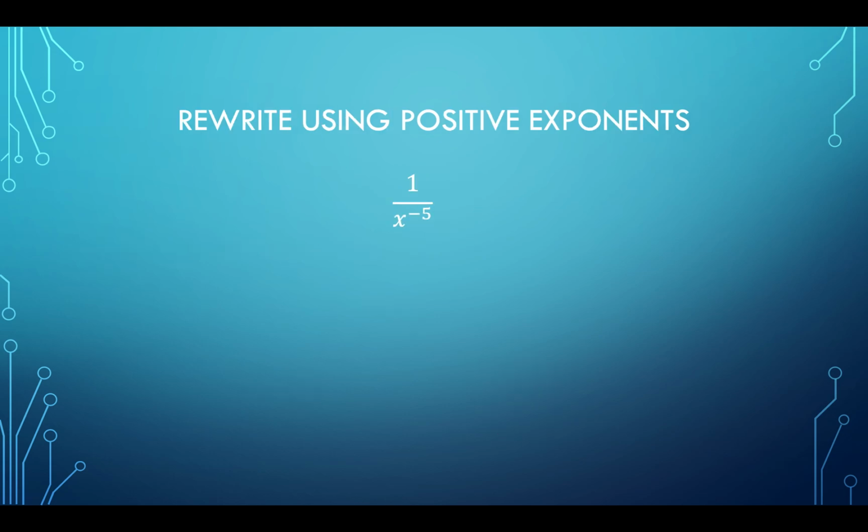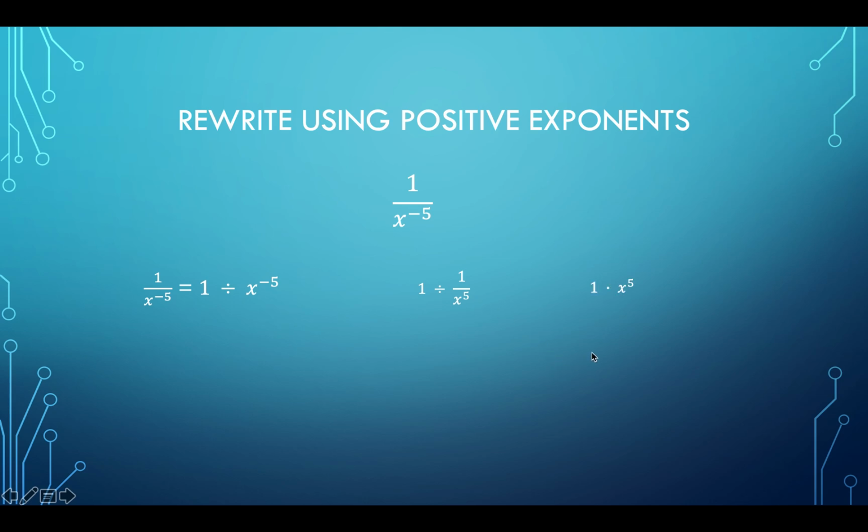So let's do this one. Let's practice rewriting using positive exponents now. Well, when the negative exponent is in the denominator, we have to do something a little different. 1 over x to the negative 5 is the same as doing 1 divided by x to the negative 5. To do that, it's 1 divided by 1 over x to the 5th.